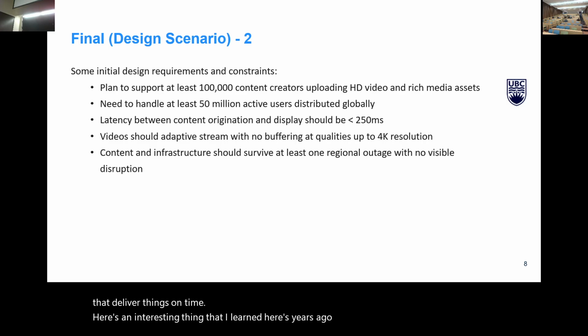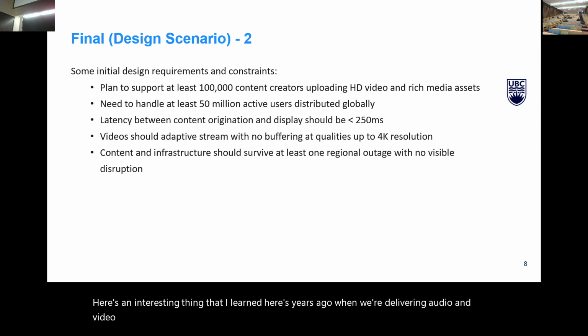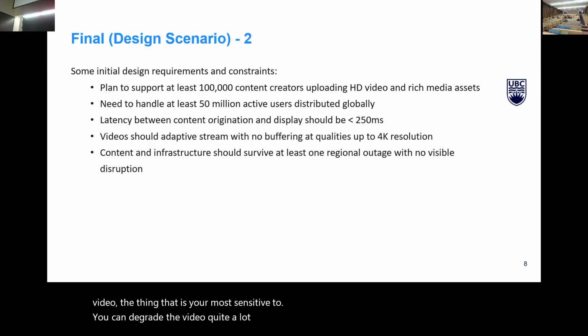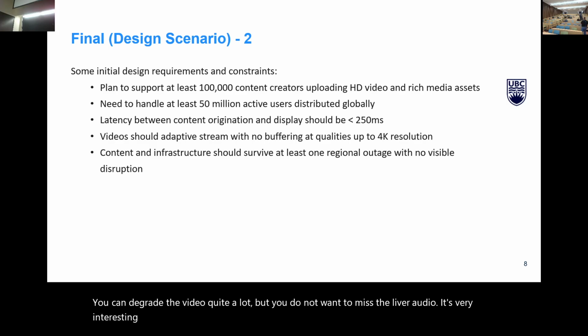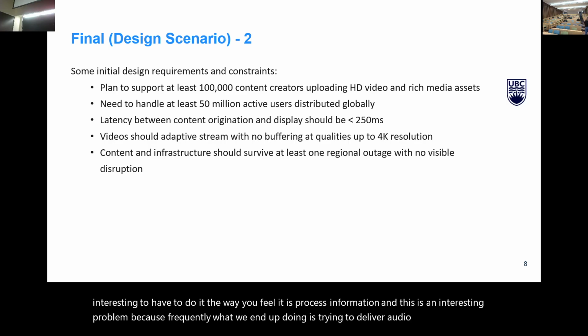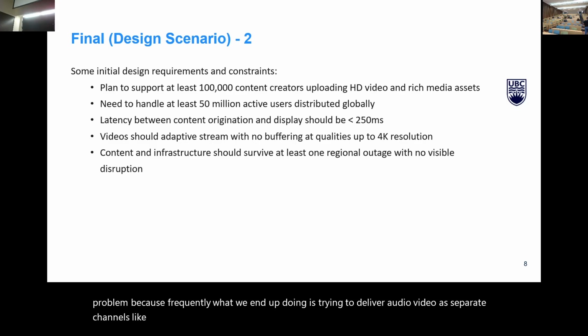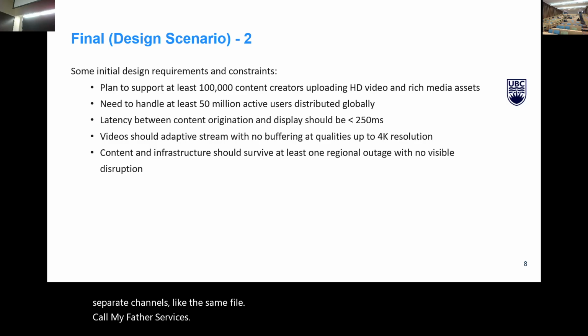Here's an interesting thing that I learned years and years ago. When we are delivering audio and video, the thing that we are most sensitive to are audio dropouts. You can degrade the video quite a lot, but you do not want to misdeliver audio. Very interesting. It has to do with the way that humans process information. And this is an interesting problem because frequently what we end up doing is trying to deliver audio and video as separate channels, but at the same time. They're called isochronous services.